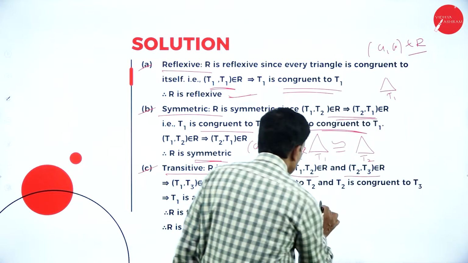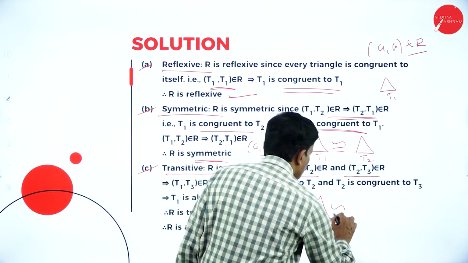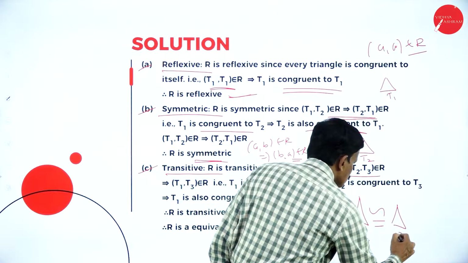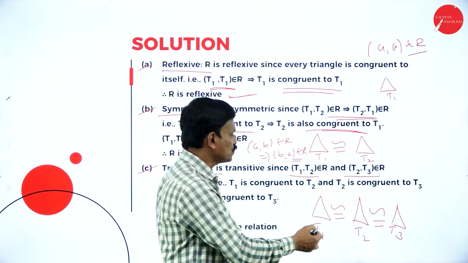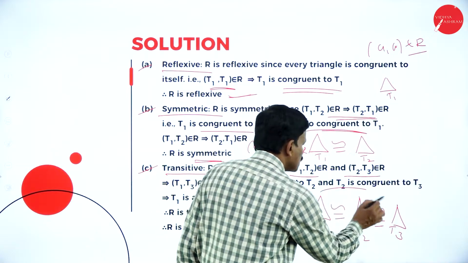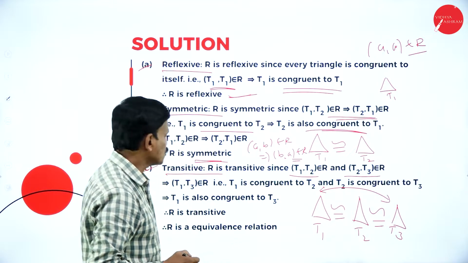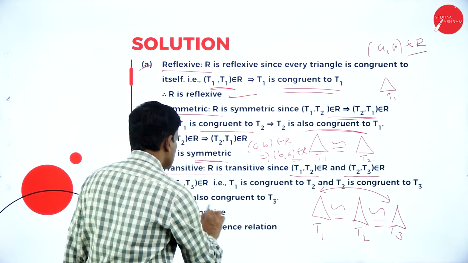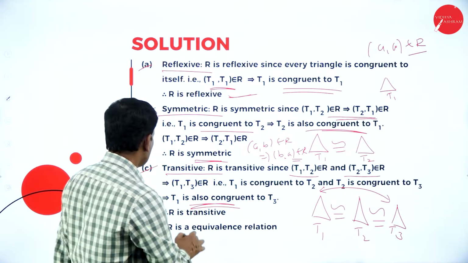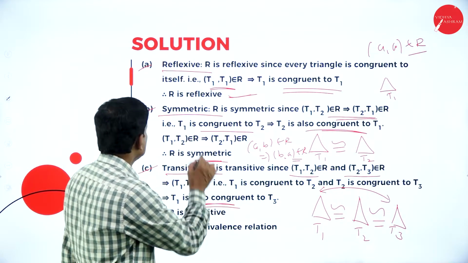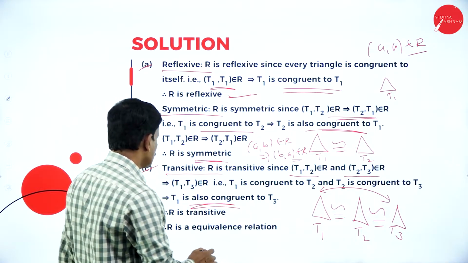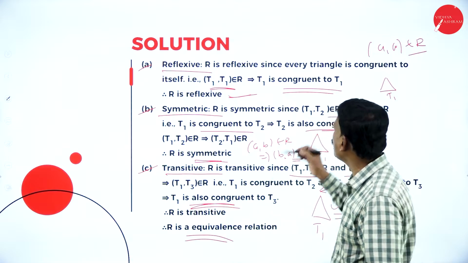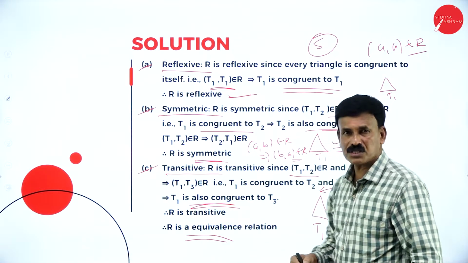So here, see here, this is triangle 1. Triangle 1 is congruent to T2, T2 is congruent to T3 implies T1 is also congruent to T3. So that is, T1 is congruent to T2 and T2 is congruent to T3 implies T1 is also congruent to T3. Therefore, R is transitive. So, it is reflexive, symmetric and transitive. Therefore, R is an equivalence relation. That's it. Very simple problem for 5 marks. You may expect this for 5 marks, even for 7 marks also.